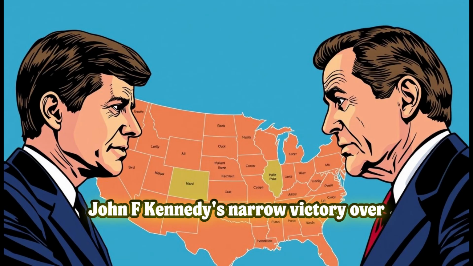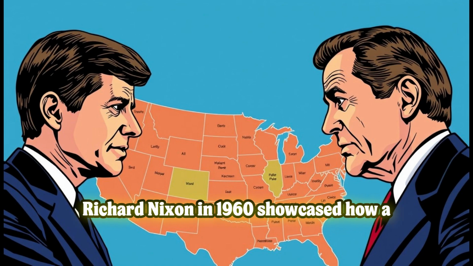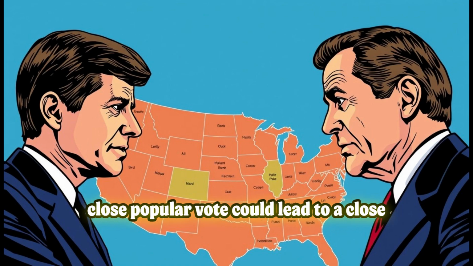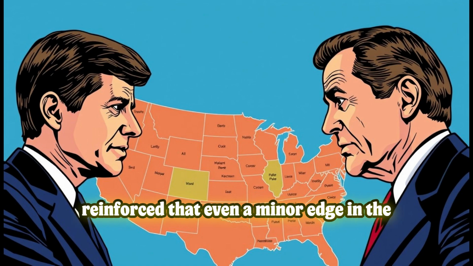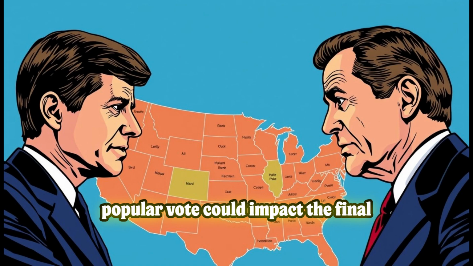John F. Kennedy's narrow victory over Richard Nixon in 1960 showcased how a close popular vote could lead to a close Electoral College race. The election reinforced that even a minor edge in the popular vote could impact the final outcome.